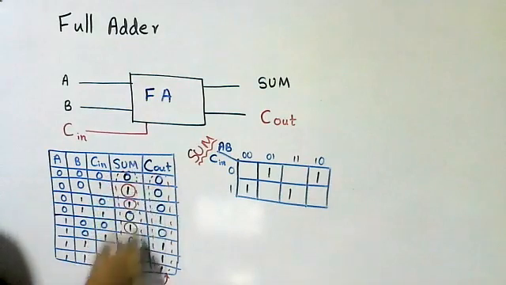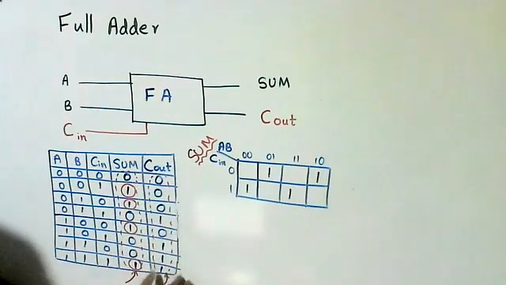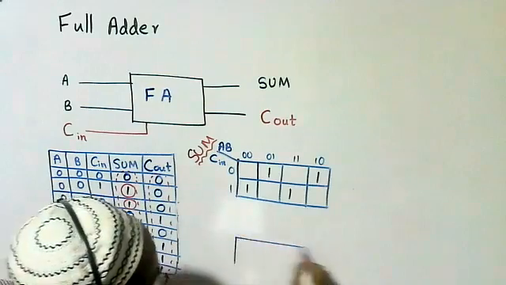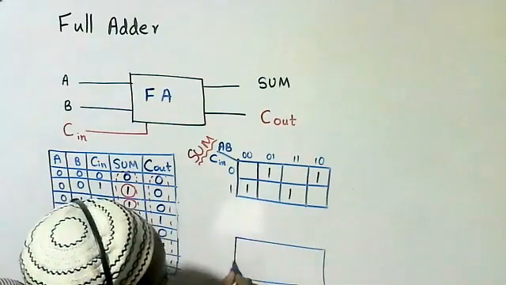We considered only the sum output, and another output is there, C out. So I'm going to draw another Karnaugh map to identify what is the gate there.